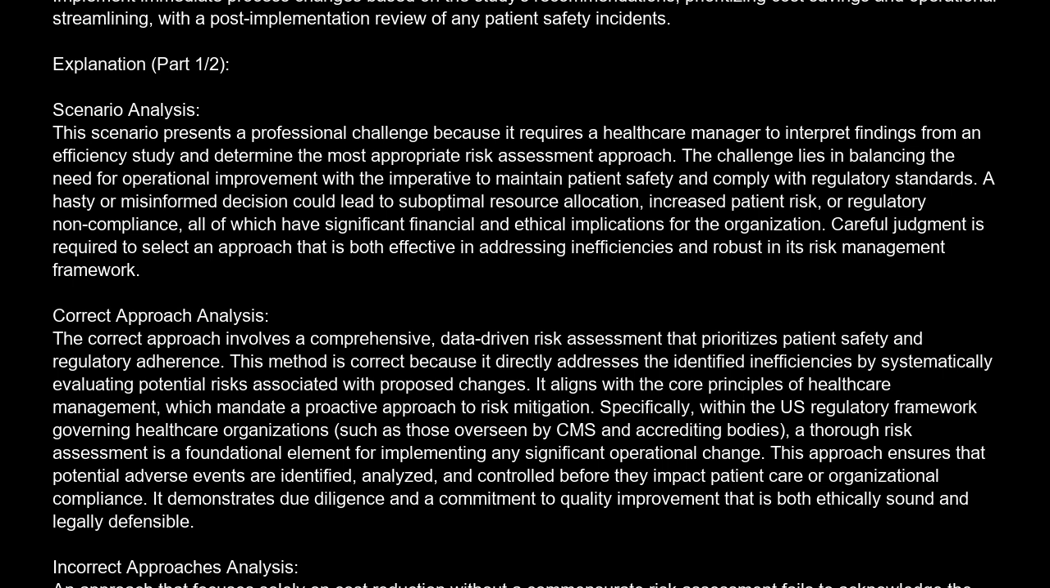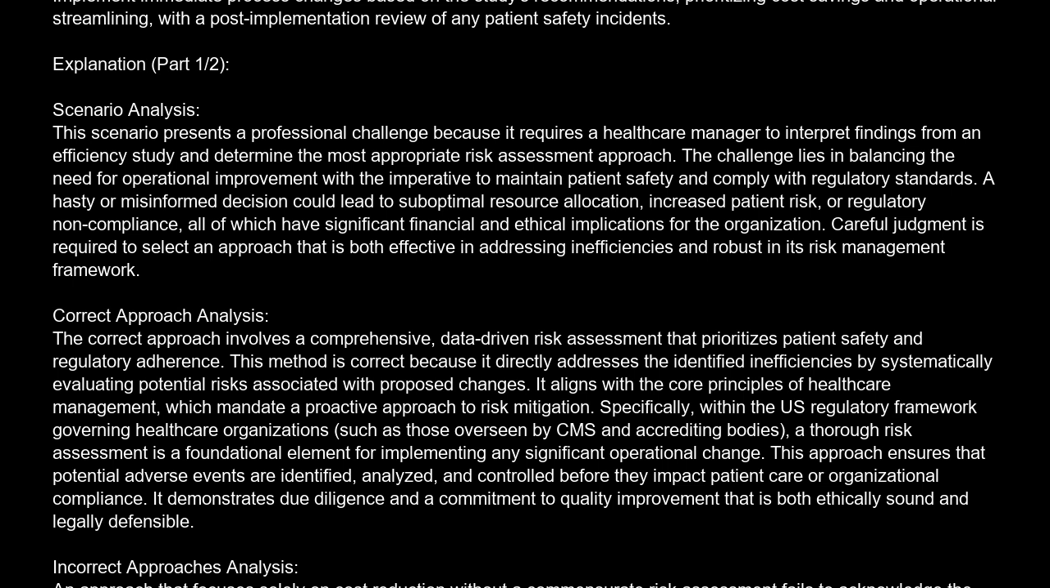Careful judgment is required to select an approach that is both effective in addressing inefficiencies and robust in its risk management framework. Correct approach analysis. The correct approach involves a comprehensive, data-driven risk assessment that prioritizes patient safety and regulatory adherence. This method is correct because it directly addresses the identified inefficiencies by systematically evaluating potential risks associated with proposed changes. It aligns with the core principles of healthcare management, which mandate a proactive approach to risk mitigation.